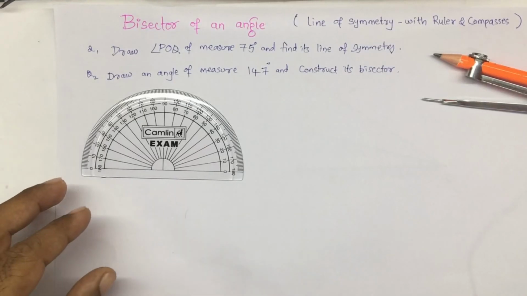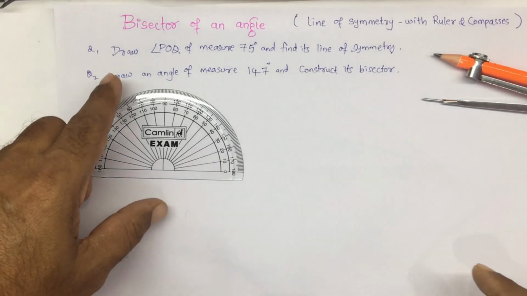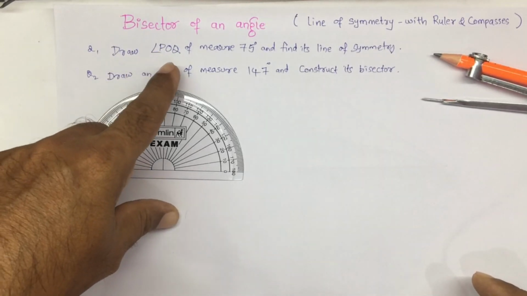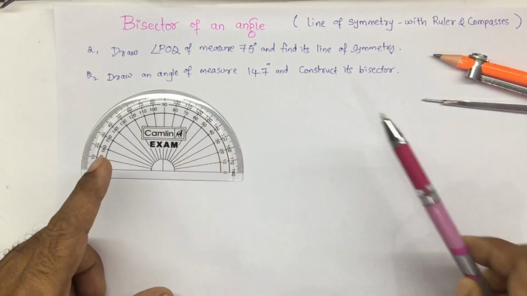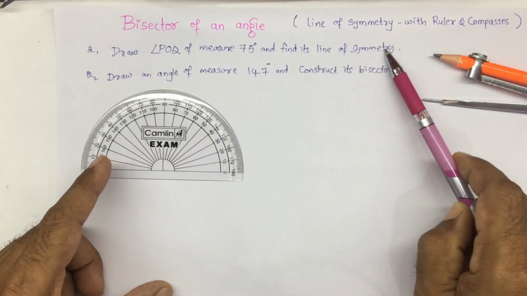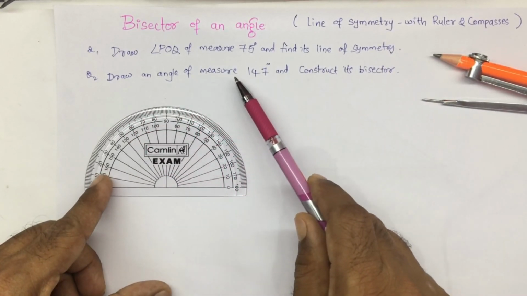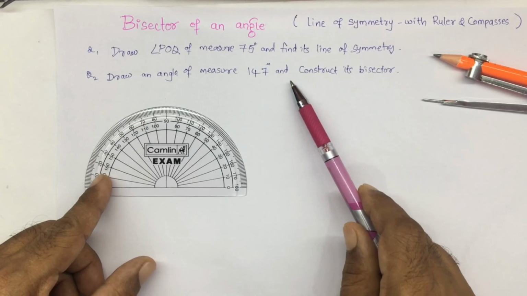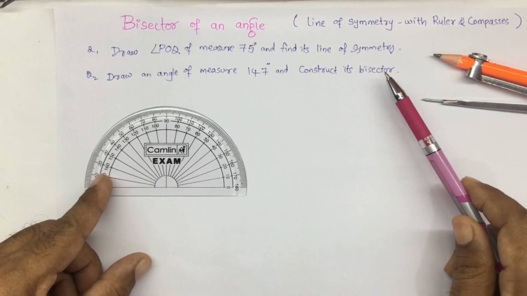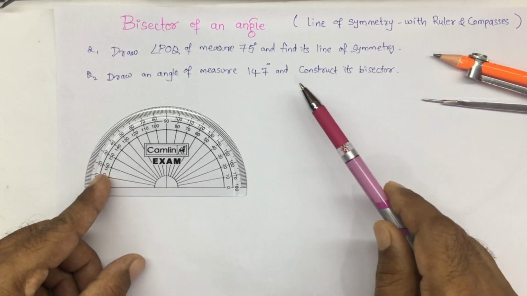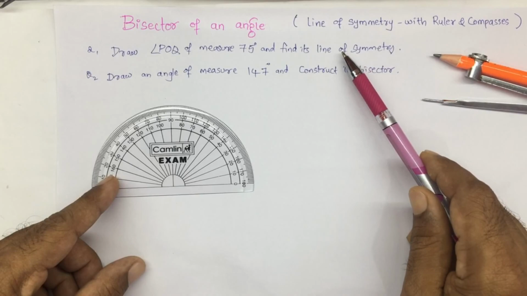We have 2 questions related to the bisector of an angle. Question number 1, draw an angle POQ of measure 75 degrees and find its line of symmetry. Second question, draw an angle of measure 147 degrees and construct its bisector. Here both the questions are similar because the bisector of an angle is nothing but the line of symmetry.